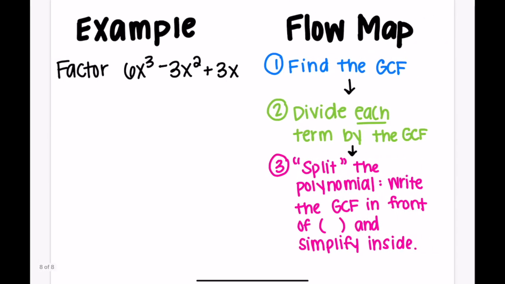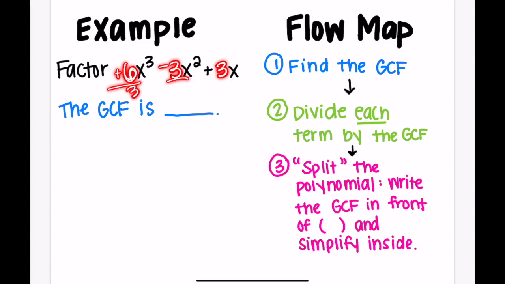And finally, what happens if they do have a GCF that's a number, but they also all have an x with them? Well, then we can factor out both. So in this case, we have 6, we have -3, and we have +3. Now, since our leading number is a +6, we don't need to divide by a negative. So what's the biggest thing that goes into 6, -3, and 3? That would be 3.